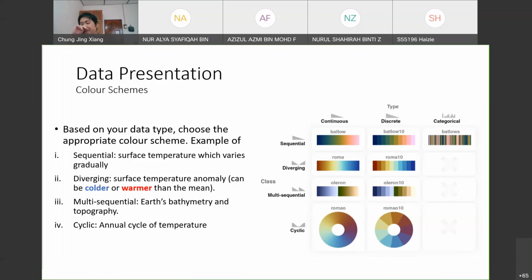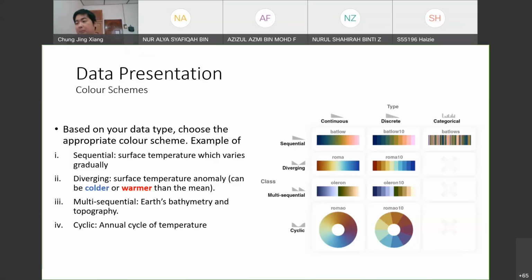All right. To help you understand these different types of data, I give you some examples. Sequential: the temperature will change gradually, like sea surface temperature. So that is sequential. And diverging: diverging means your data have two opposite ends, usually positive and negative, like temperature colder or warmer than normal. Or multi-sequential, like bathymetry and topography.